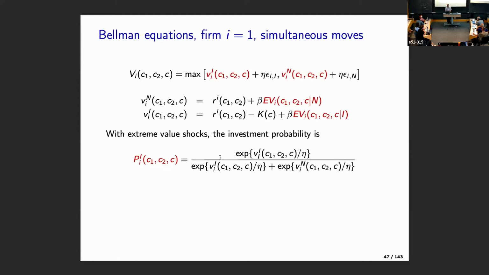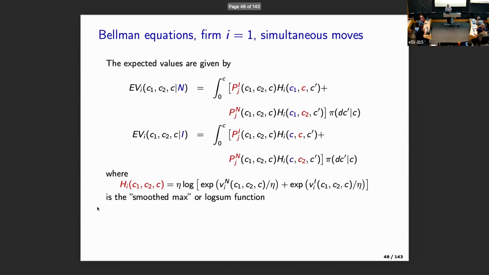Okay, and already this gives us the standard logit choice probabilities that we have. And remember about the eta, the scale of the extreme value type shock. Right, and let's look at what these expected values are.